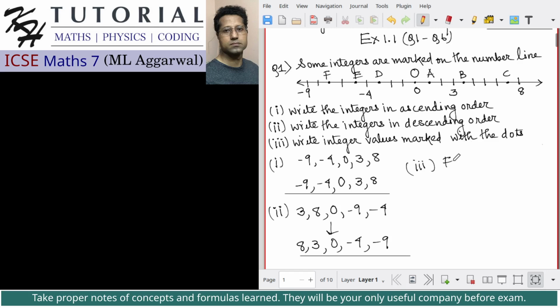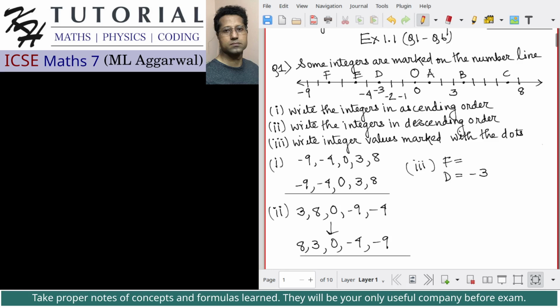First of all, let's see what D will be. We can see D so clearly: if we write some more integers, this will be minus 1, this will be minus 2 and this will be minus 3. So D is definitely minus 3.